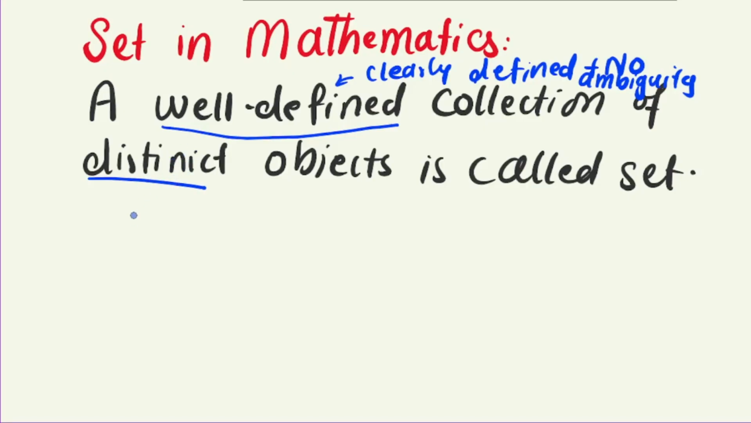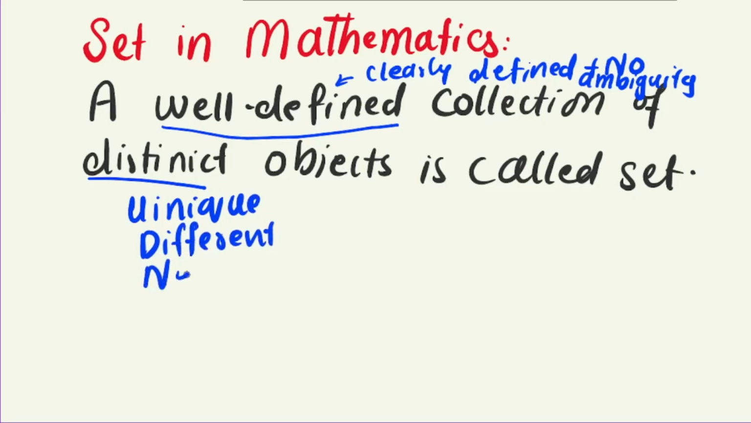So distinct means that the objects must be unique, different, and no repetition. So this is the definition of a set. Now we're going to take some examples of sets.